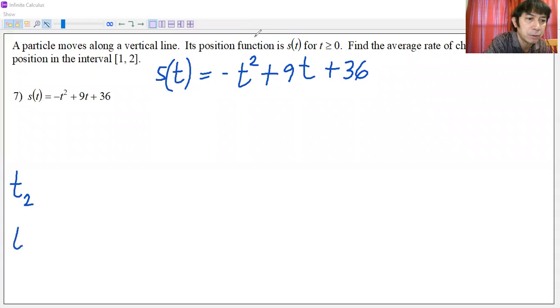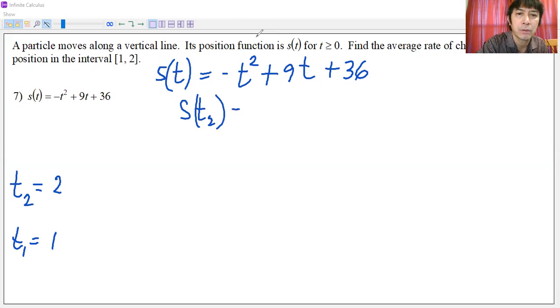The lower will be called t1. So T2 will be the higher number, 2, and T1 will take the number 1 there. We shall compute s of T2. That means the value of the displacement at time 2.